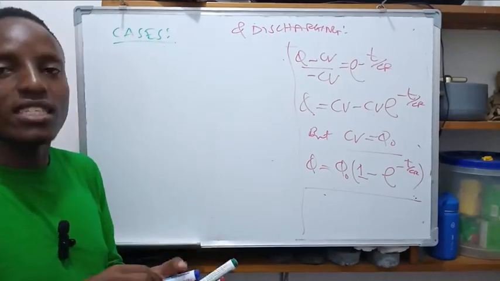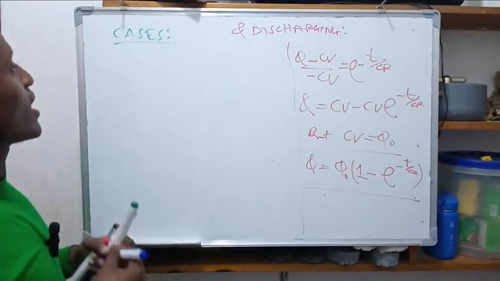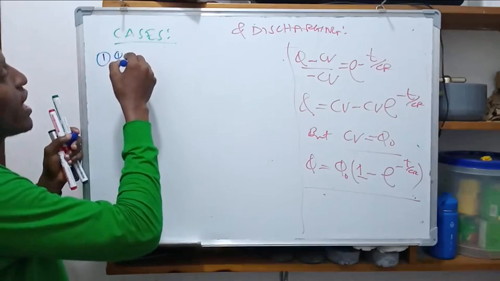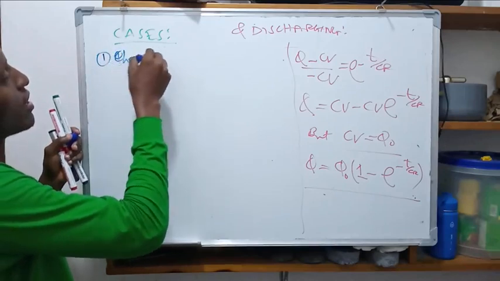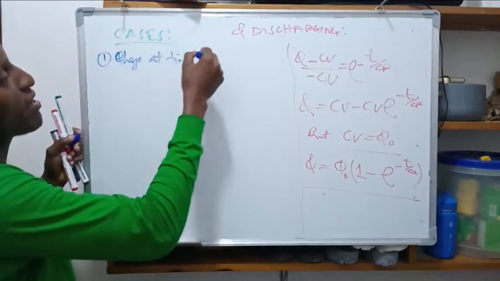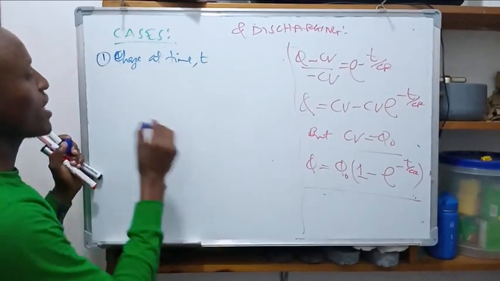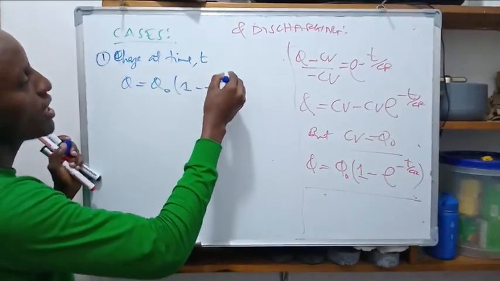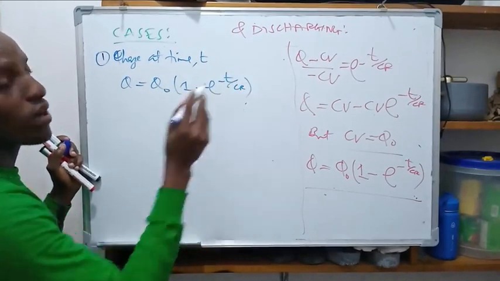One of the first cases to consider is they can ask you, what's the charge at time t? The charge at a given time. They give you a time. So the charge at a given time is given as Q is equal to Q naught, then 1 minus e to the negative T over CR. That's what happens.